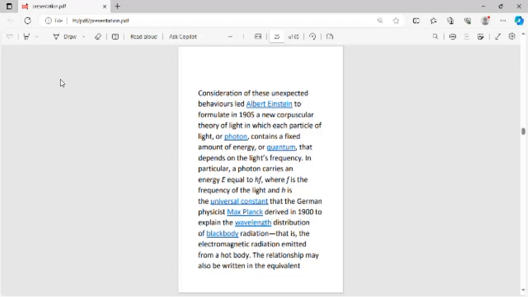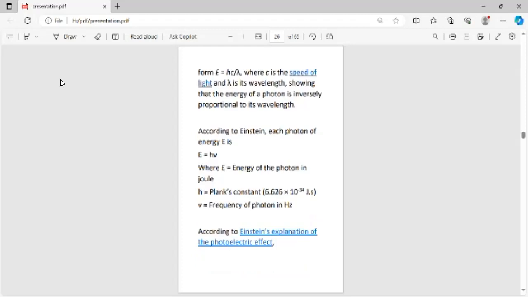In particular, a photon carries an energy E, which is equal to hf, where f is the frequency of light and h is Planck's constant. The electromagnetic radiation that is emitted from a hot body. The relationship may also be written in equivalent form as E is equal to hc over lambda, where c is the speed of light and lambda is the wavelength. According to Einstein, each photon of energy E is equal to the product of h and ν, where ν shows the frequency of the photon in hertz and h is Planck's constant.